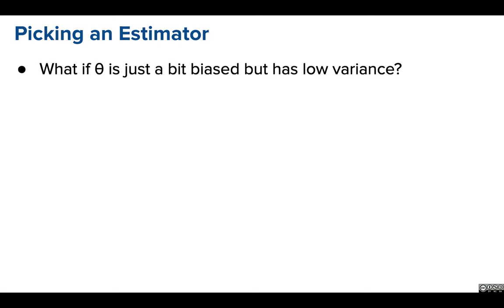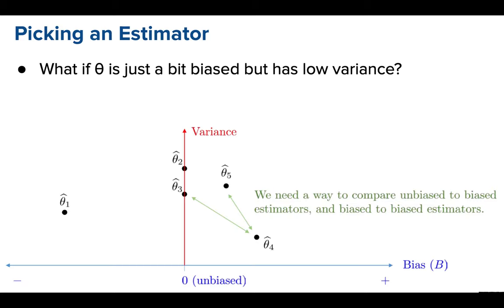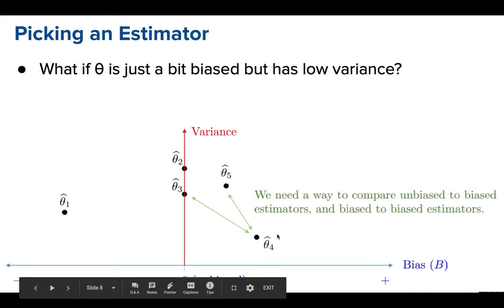Now you can also imagine cases where you have estimators that are a little bit biased and have lower variance than others. So for example, if you have theta 4, you might say to yourself, okay, well this is biased maybe a little bit, but it has much lower variance than theta 3. Is there a way I can compare theta 3 and theta 4? It turns out there is.